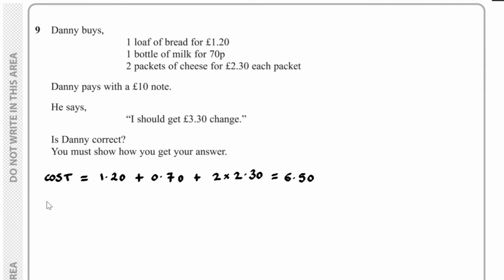And so for the change Danny should expect, we've got £10 take away £6.50, which is £3.50. What he said was £3.30, and because this does not equal £3.30, we can conclude Danny is incorrect.